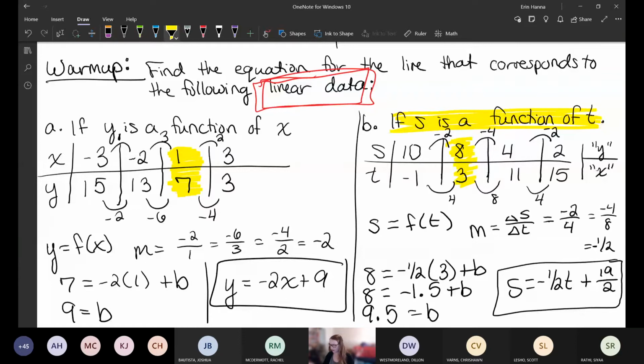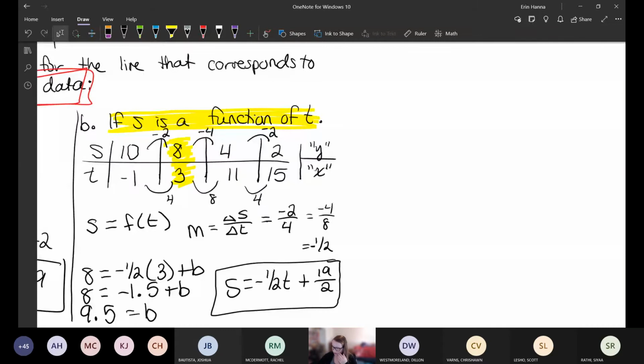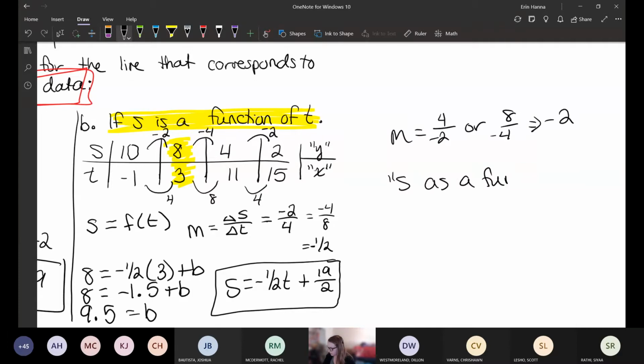So if you just take this table and you look at it, if you're assuming that the quote unquote X values are on top and the quote unquote Y values are on the bottom, and if that phrase I highlighted, if S is a function of t, wasn't there, then you would probably be finding the slope as 4 over -2 or 8 over -4, which would reduce to -2, of course. But specifically because we're told to take S as a function of t, S is a function of t.